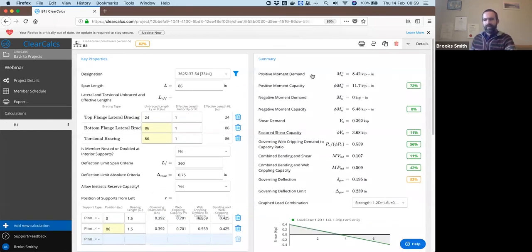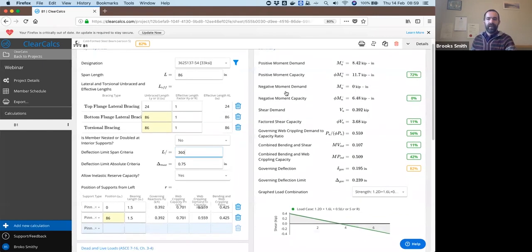That will all get calculated out here, and you can see that our most limiting factor is deflection here, where we're at 82% of our limit. We set our limit to L over 360. Other capacities are listed here. Our negative moment demand is 0 because this is a simply supported beam. And you'll see the shear, the web crippling, and combined bending and shear, combined bending and web crippling values.